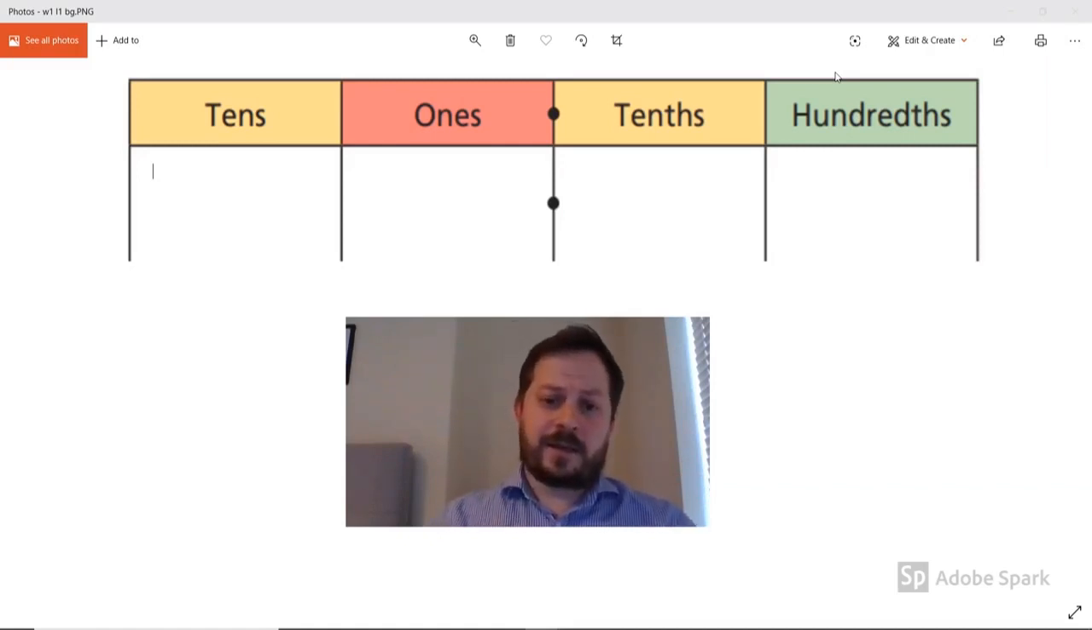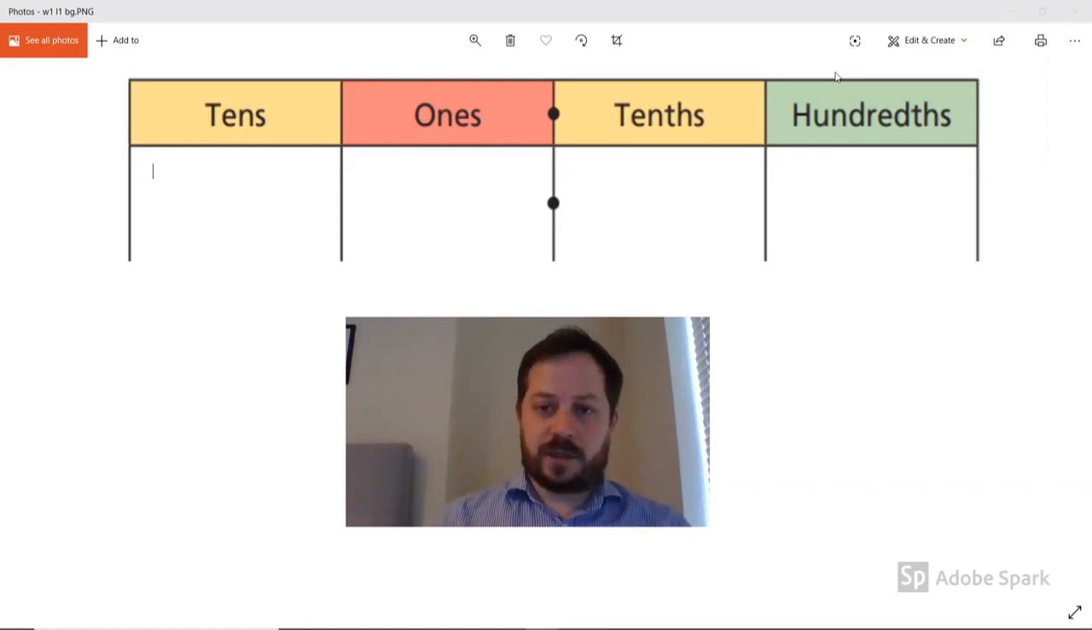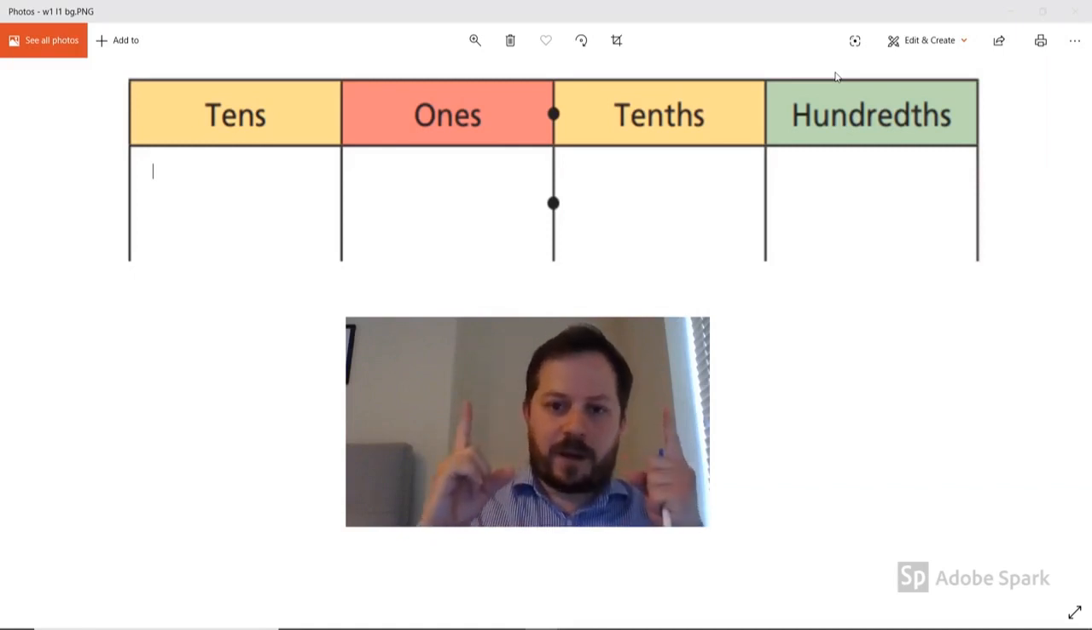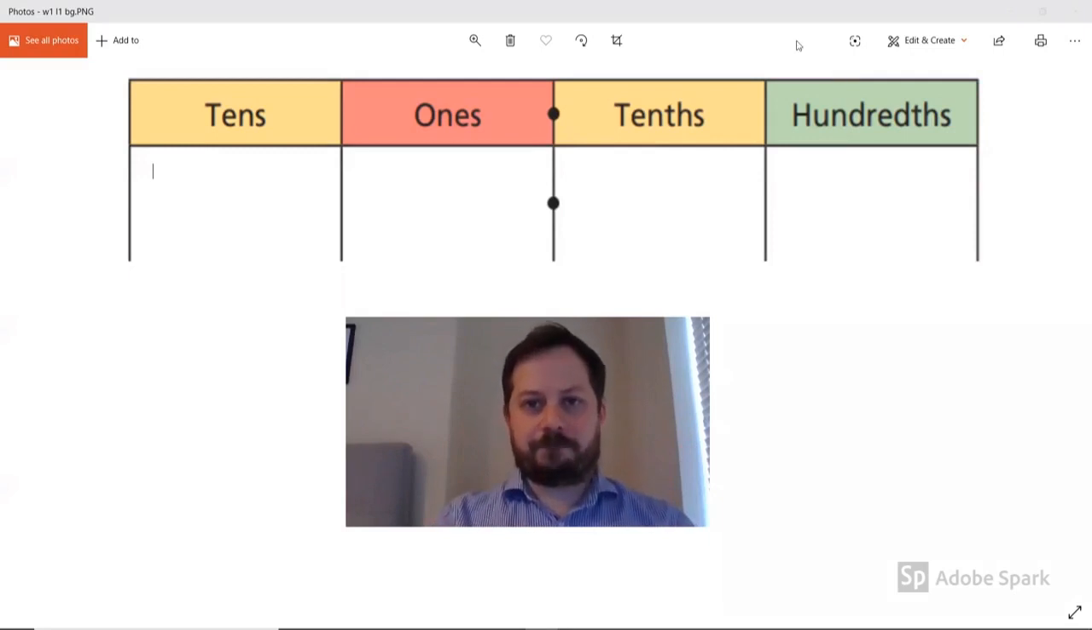Today's lesson is seeing whether or not we can divide a single digit or two-digit number by 100 and what that involves. Once again, I've got my place value grid above me, and this is going to help us explain.